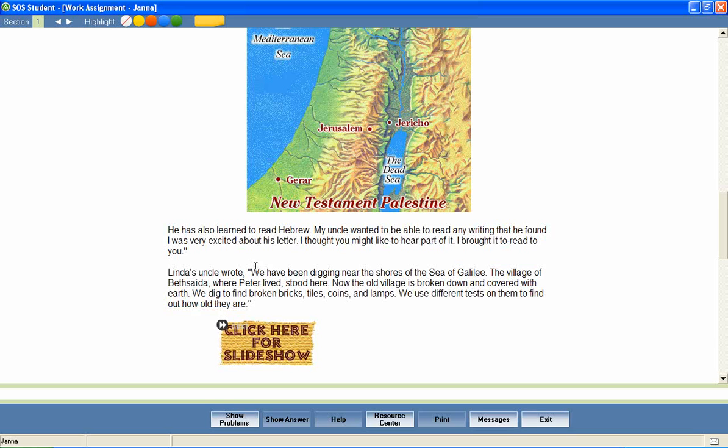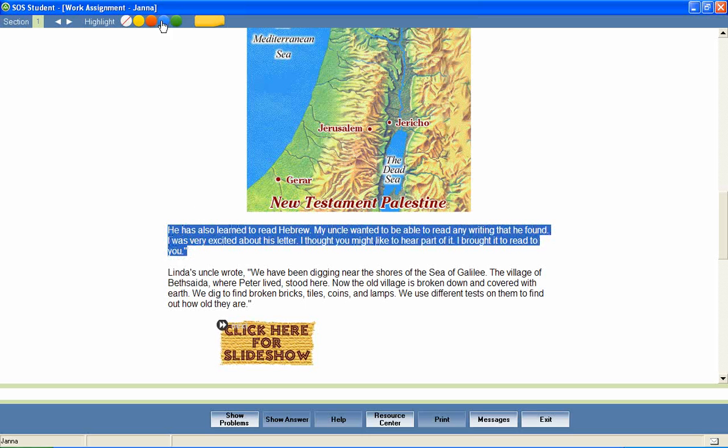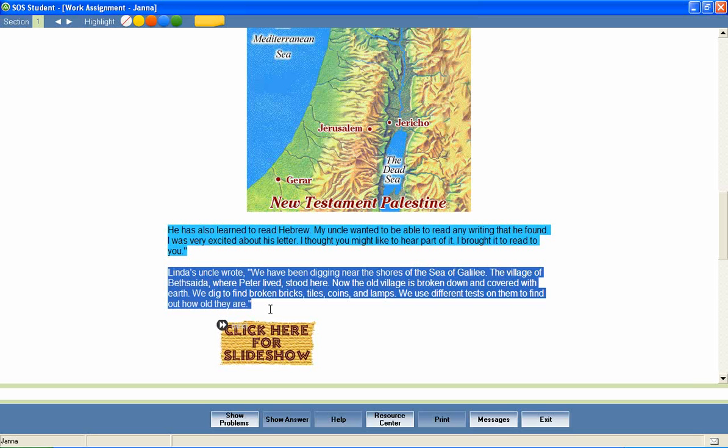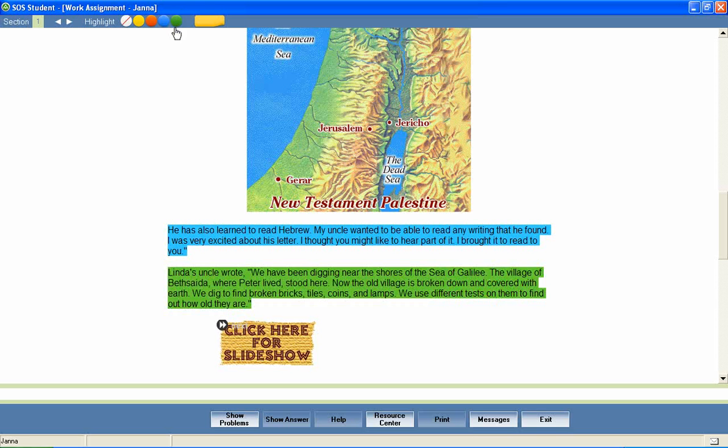An effective study skill that students should be encouraged to use is highlighting. Just as one would highlight portions of text in a traditional textbook, students can highlight text in their Switched On Schoolhouse lessons. Simply select a portion of text and select a highlighter color from the choices at the top of the page.